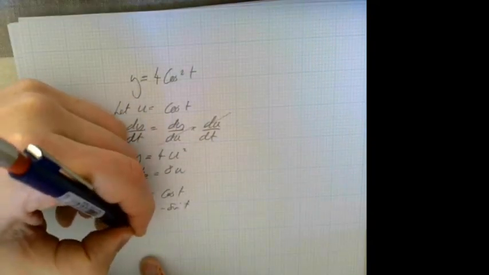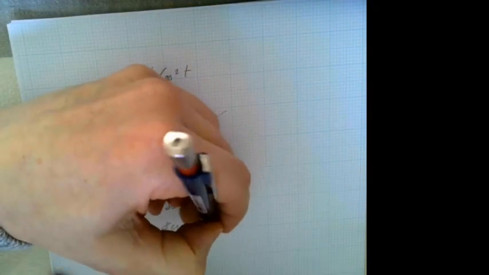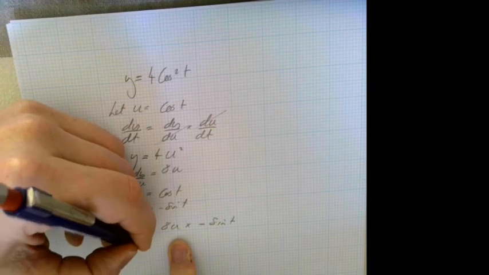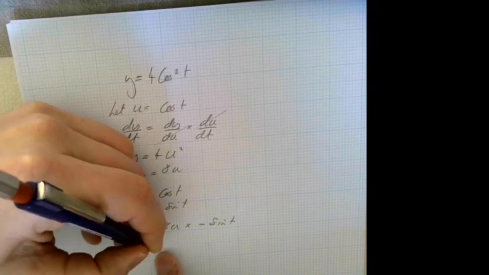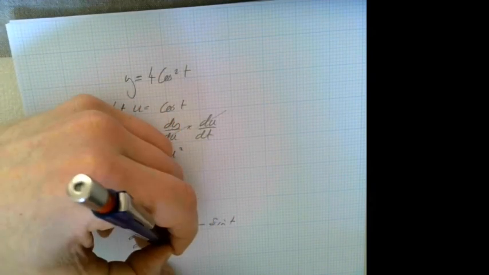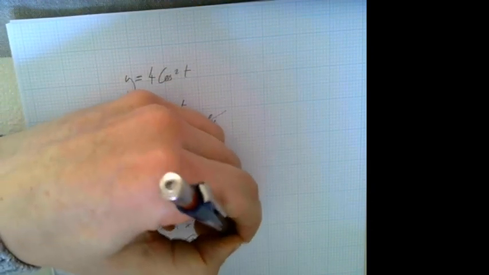So my dy by dt, putting this all together, must be my dy by du, which is 8u, times my du by dt, which is negative sine t. And then it's just a case of substituting in what I know u to be, which is cos t. So I bring the negative to the front as well: negative 8 cos t sine t. I hope that clears that up. Thanks for the question.